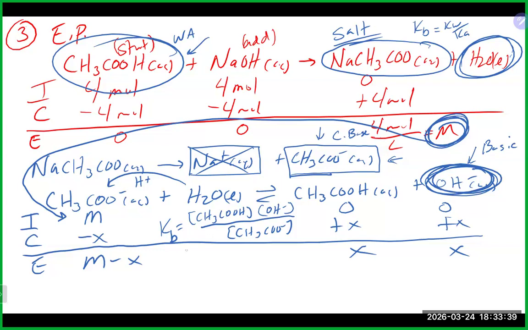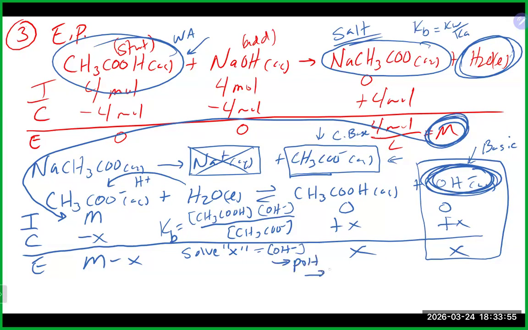Here you're going to solve for X. It also should remind you that X in this case is not the H plus concentration. It is the OH minus concentration. So you're going to get the OH minus concentration, which means you're going to go pOH first and then pH. Yeah.